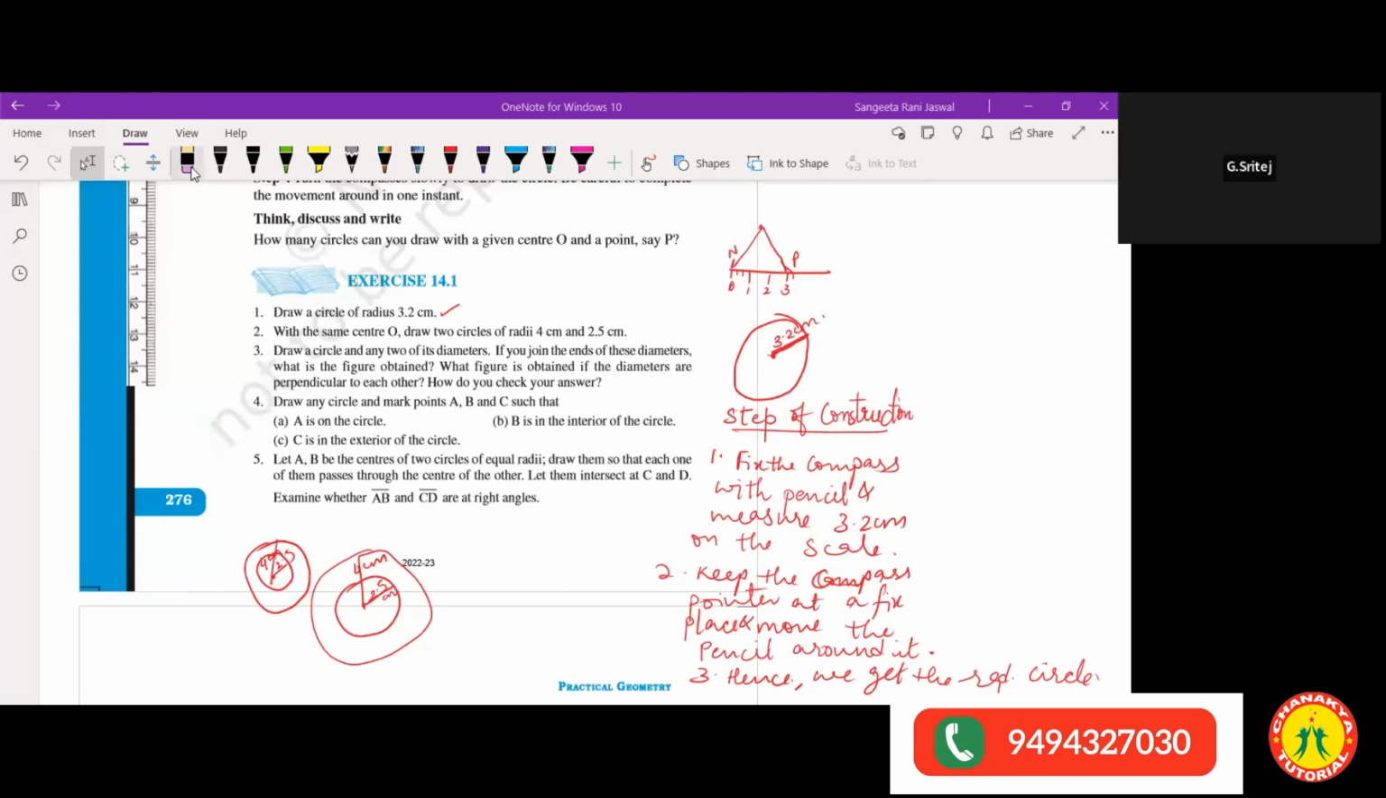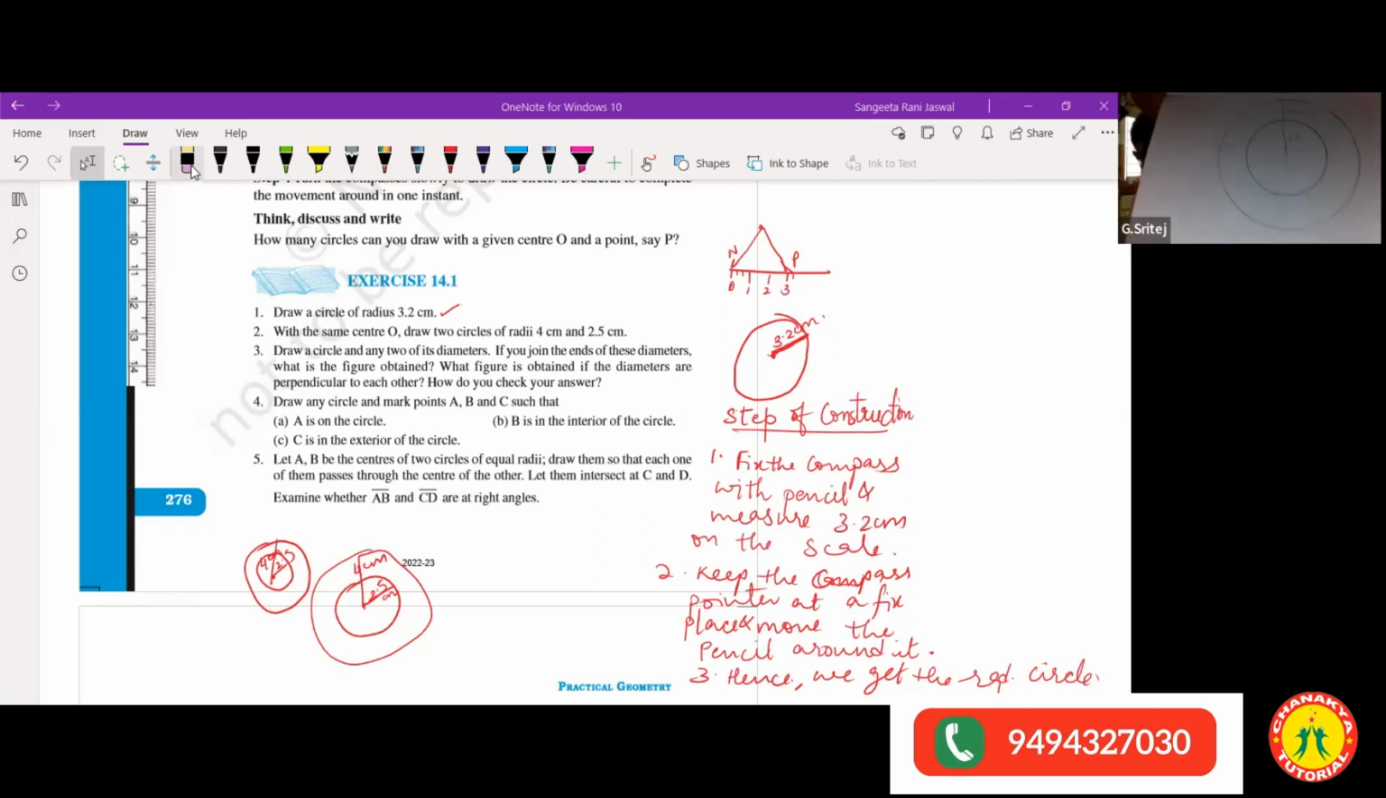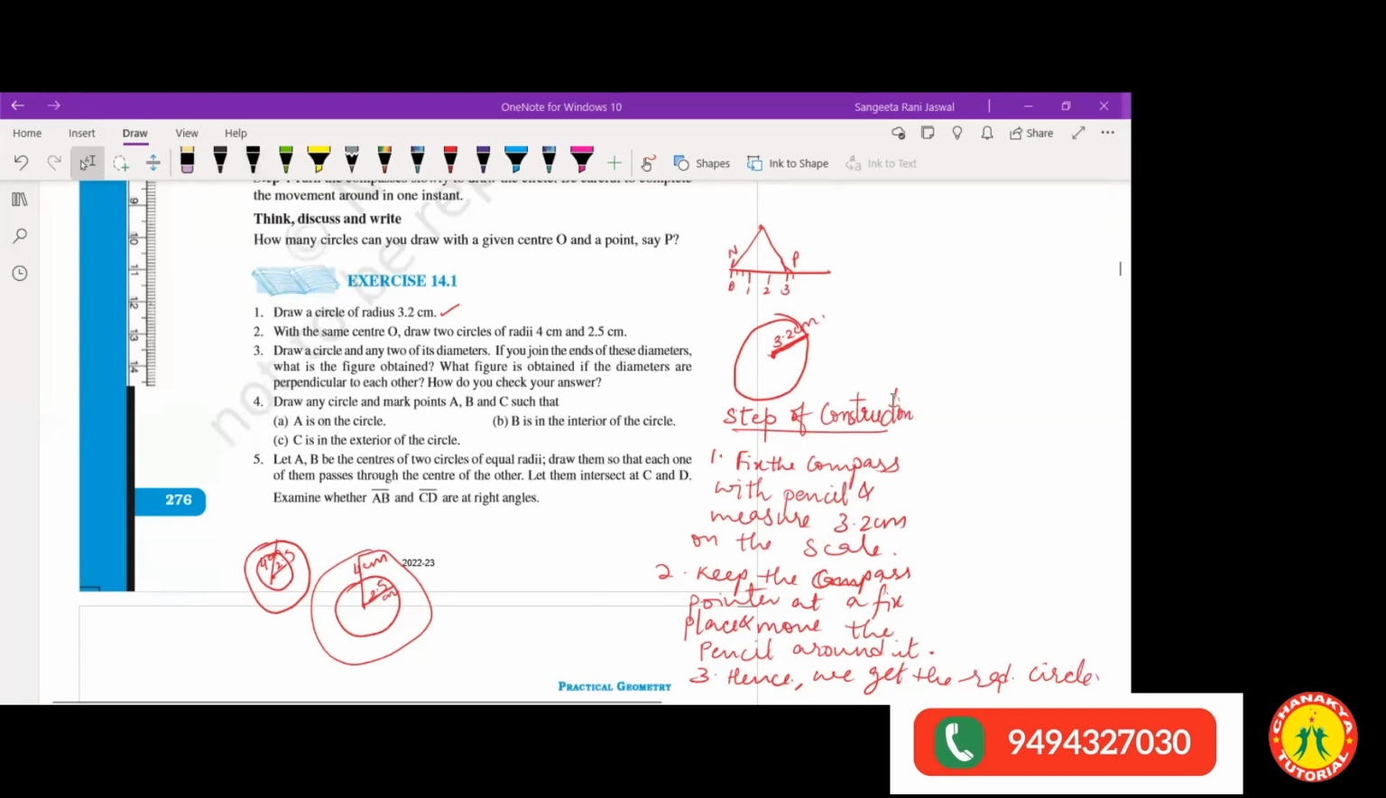Ma'am, did you go somewhere? Yes, I had gone somewhere. Actually, somebody was at the door. Ma'am, can you see my screen? Oh, yes, Ritesh, it's good.